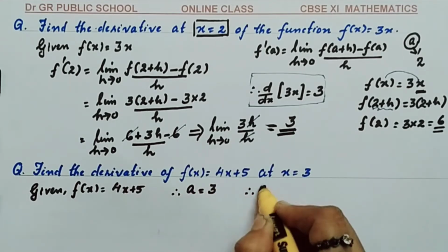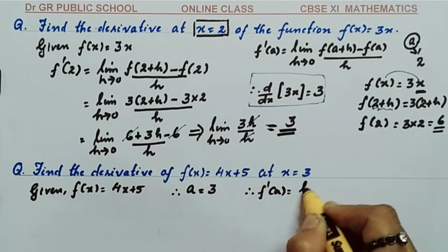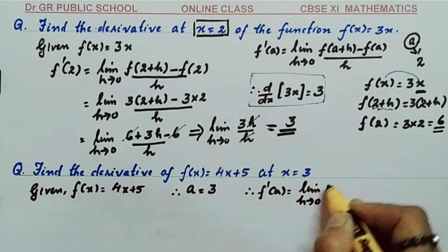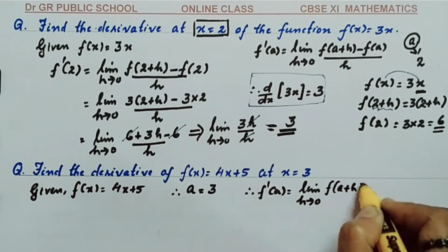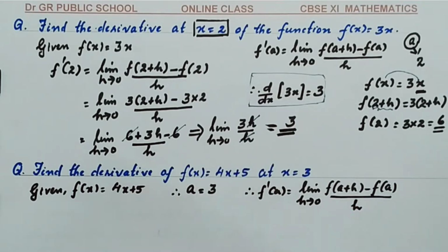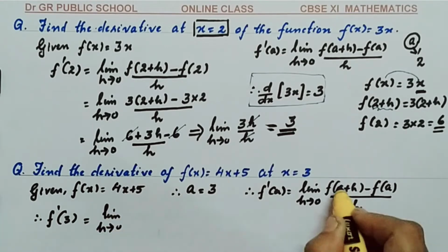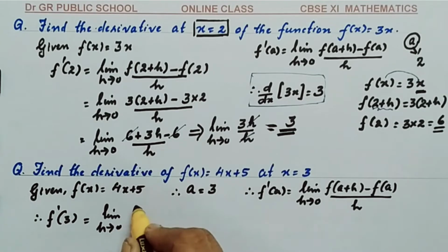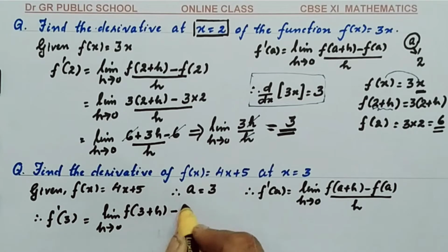We have f dash of a equals limit h tends to 0, f of a plus h minus f of a divided by h. Okay, we can substitute the value here. Therefore, f dash of 3 you need to find. You are asked to find the derivative of the function at 3. So, f dash of 3 equals limit h tends to 0. Replace the a in the definition with a 3. So, f of 3 plus h minus f of 3 divided by h.